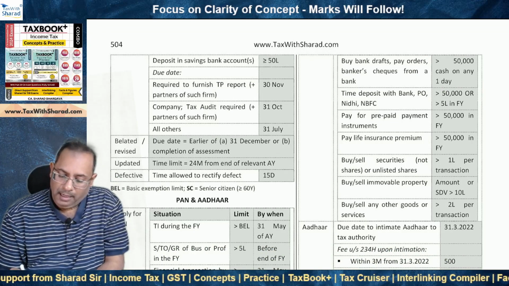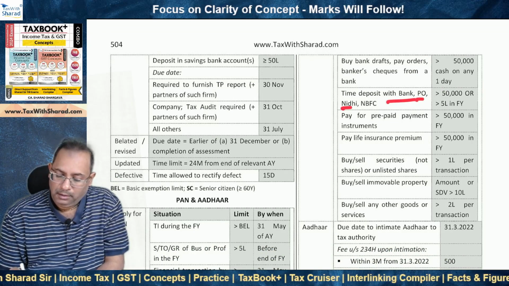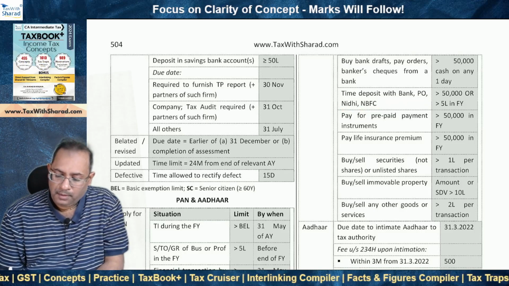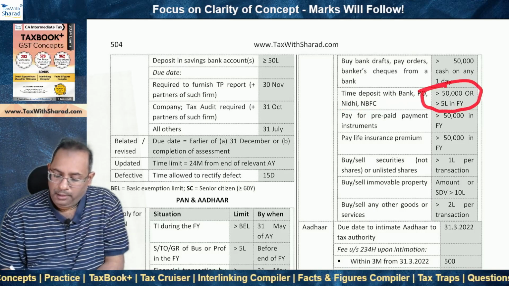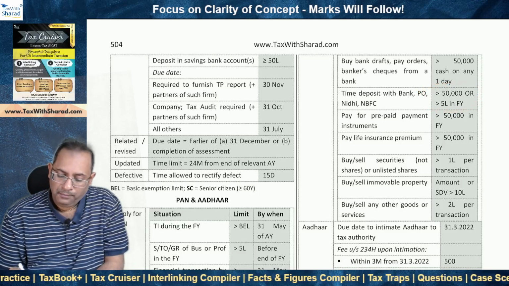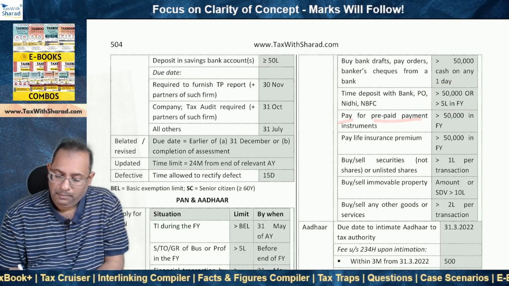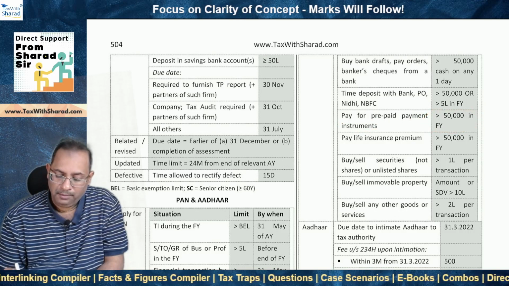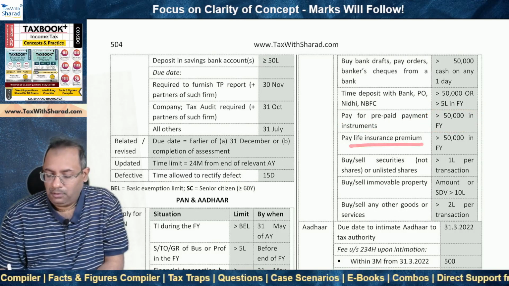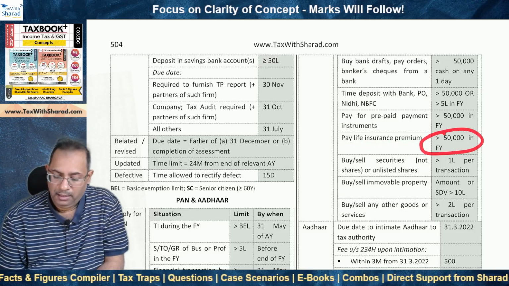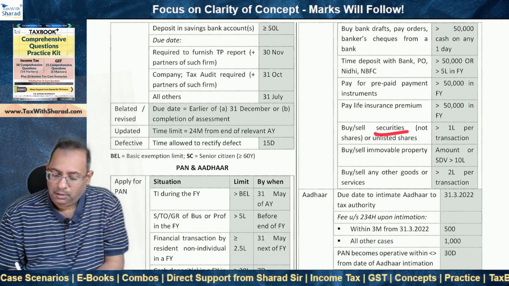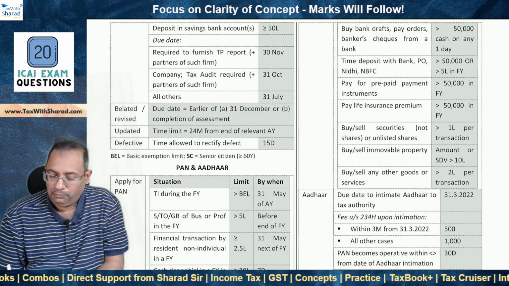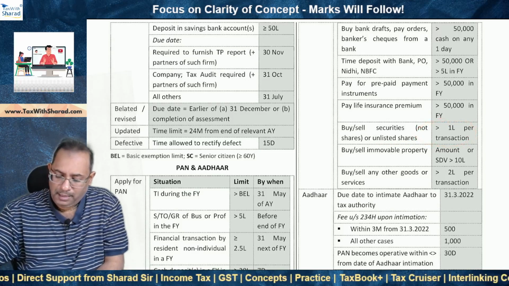If you're opening a time deposit with a bank or post office or a Nidhi or NBFC, then you need to quote PAN if the amount is more than 50,000 or it is more than 5 lakh in the financial year. If you pay for prepaid payment instruments, then you need to quote PAN if it is more than 50,000 in the financial year. If you pay life insurance premium, quote PAN if it is more than 50,000 in financial year. If you buy or sell securities not being shares or unlisted shares, then you quote PAN if it is more than 1 lakh per transaction.